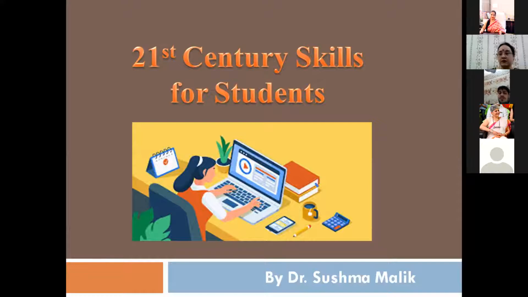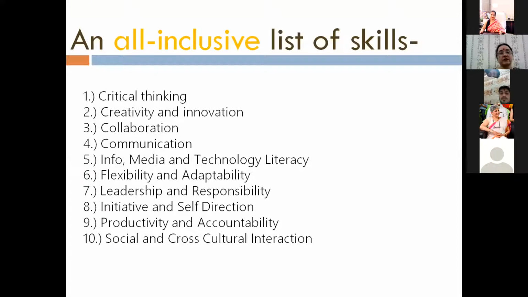Now when these thoughts are all channelized and used properly to understand, analyze, interpret, and reach a conclusion, then it can be seen as a thinking skill. When I talk about thinking skills, I move on to the all-inclusive list of skills that we are going to talk about. First is critical thinking, creativity and innovation, collaboration and communication, info media and technology literacy, flexibility and adaptability, leadership and responsibility, initiative and self-direction, productivity and accountability, social and cross-cultural interaction. So this is the all-inclusive list of skills, and I'll be taking you through these slides. The first one is critical thinking.